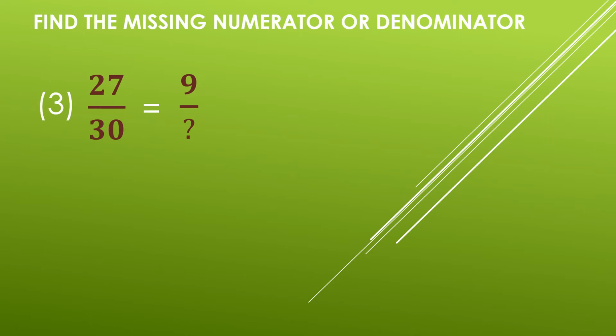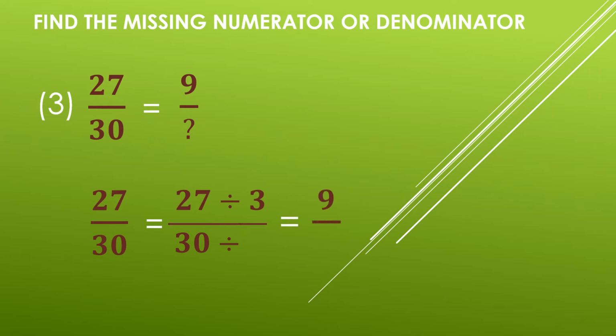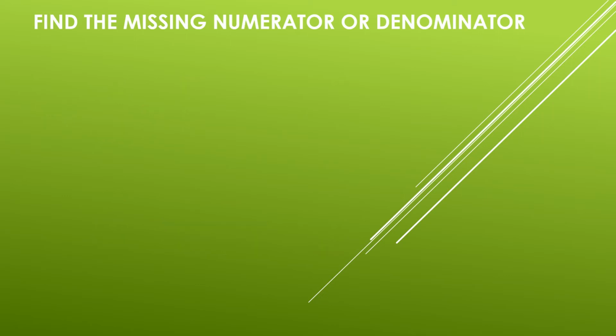Now tell me which number will you divide to 27 to get 9 in the numerator? Yes, the answer is 3 because 27 divided by 3 is equal to 9. So we divide the same number in denominator also. 30 divided by 3 is equal to 10. So we write 10 in the denominator. Let us solve one more question.